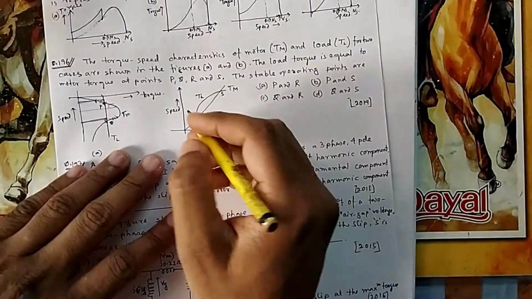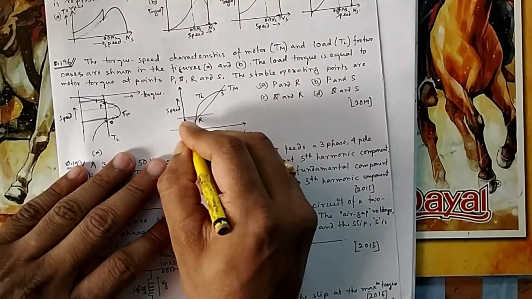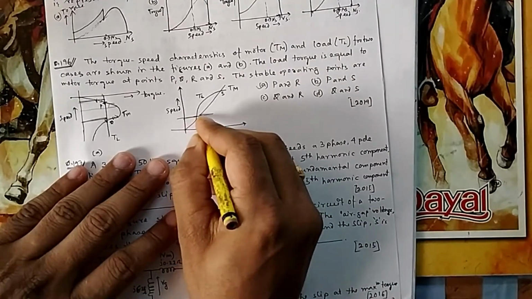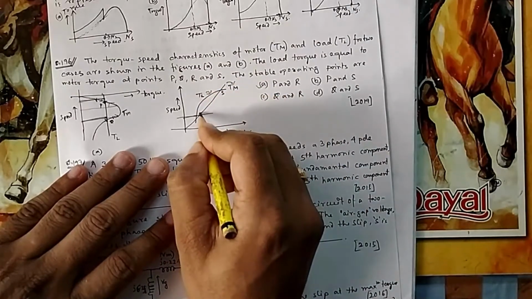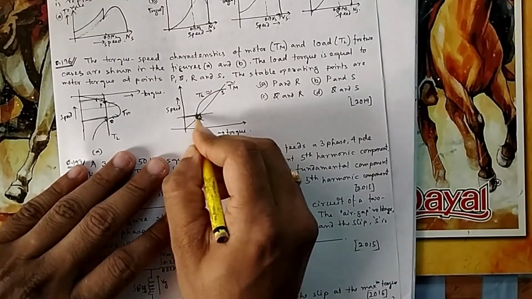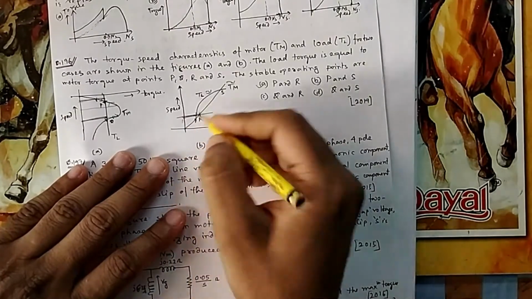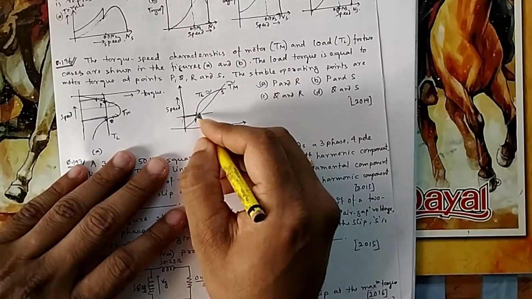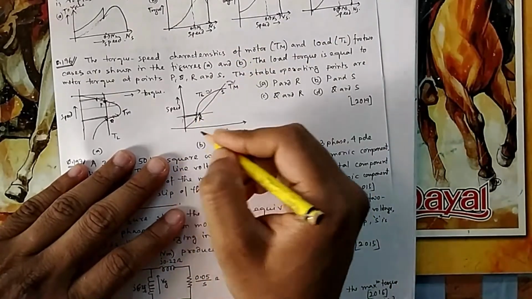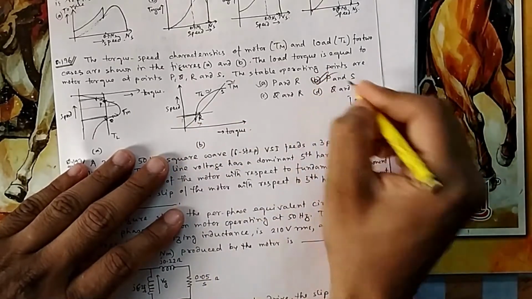Similarly here. Now if you see, if you increase your speed a little bit here, you come to this position. This is your TL. This is your TM. This graph is for TM. So you can see your TM is more than TL, if your speed is increased beyond R. So if your motor torque is more than load torque, it will keep on increasing the speed, it will never come back to this one. So R is not a stable point, so obviously it is P and S.